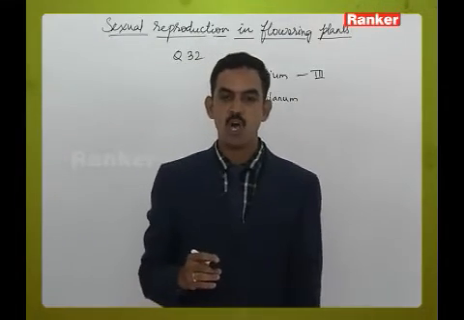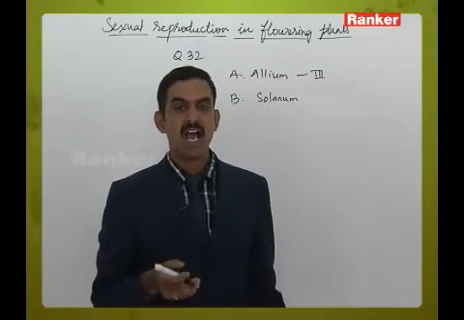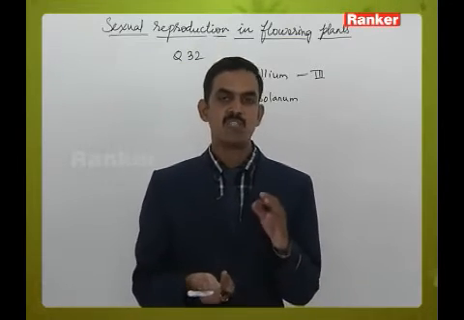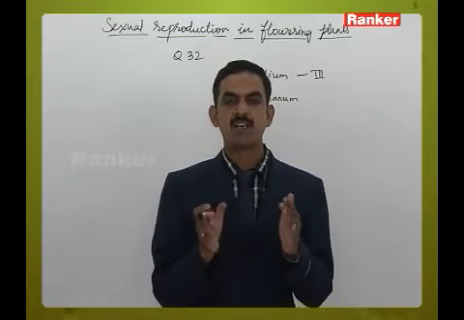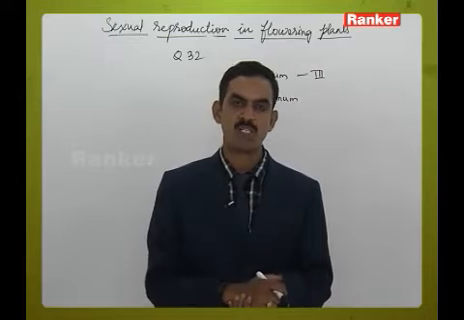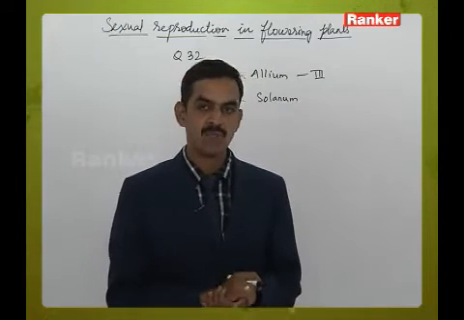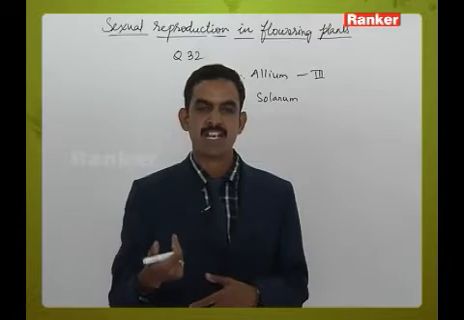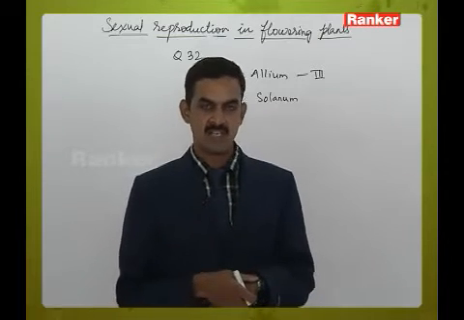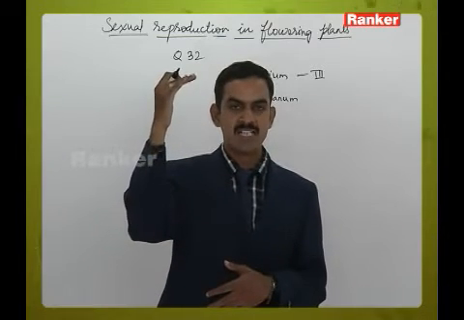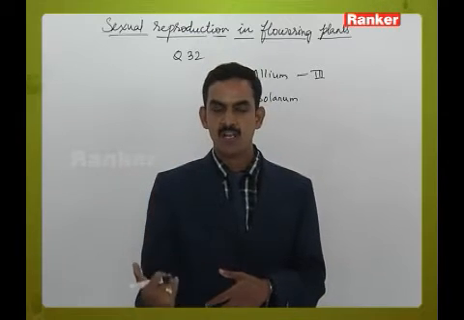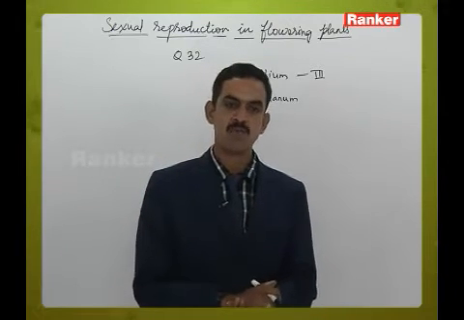Solanum is a plant which belongs to the Solanaceae family, and this shows the cymose type of inflorescence. In the cymose type of inflorescence, the peduncle growth is restricted by formation of a flower at the tip of the peduncle, and the further flower formation takes place towards the downside. So the oldest flower, the first formed flower, will be at the top, and the last formed flower will be at the base of the peduncle.